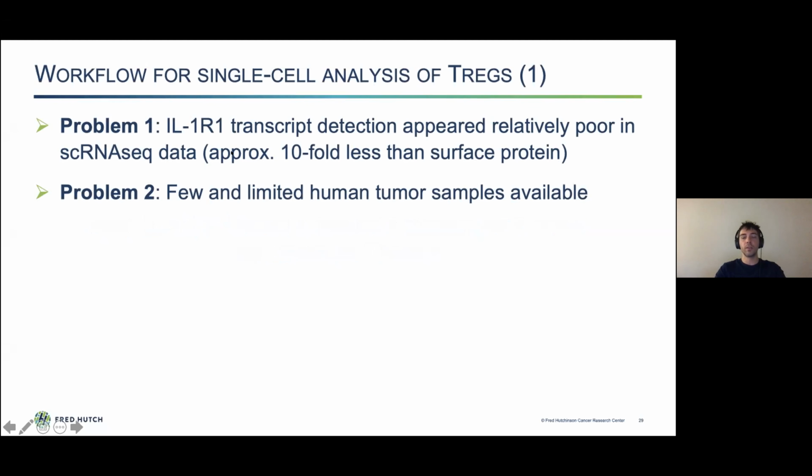One problem was that in the 10x data, IL-1 receptor transcript detection was actually relatively poor relative to our surface protein staining. On average, I would say 10-fold less than surface protein, which by no means is surprising, because we know there's a huge number of dropouts in standard single-cell RNA-seq protocols. And also, since the pandemic started, we had few and very limited human tumor samples available, and we had to make the call whether we want to do more surface protein profiling or doing sorts for single cell RNA sequencing. So we had to weigh what we could do.